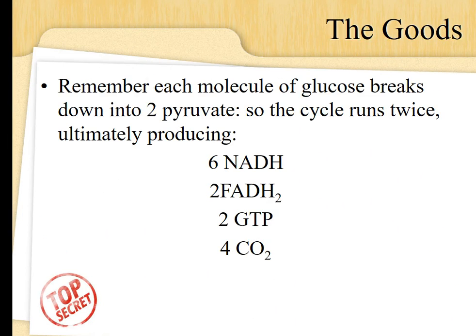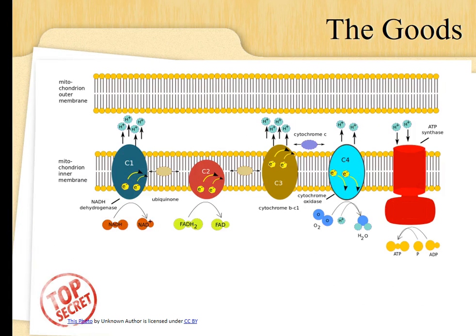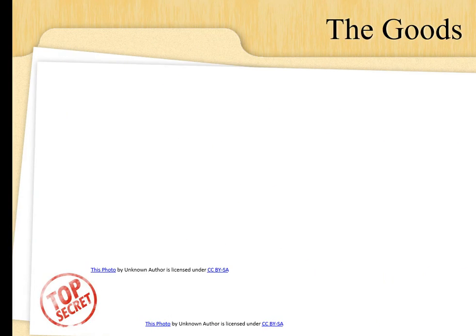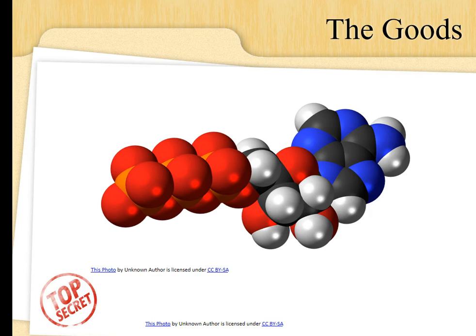Remember, each molecule of glucose breaks down into two pyruvate, so the cycle runs twice, ultimately producing 6 NADH, 2 FADH2, 2 GDP, and 4 CO2. The NADH and the FADH2 feed into the electron transport chain, which looks a little something like this, ultimately producing, wait for it, ATP. Good thing, bad thing, I'll let you investigate further and decide.